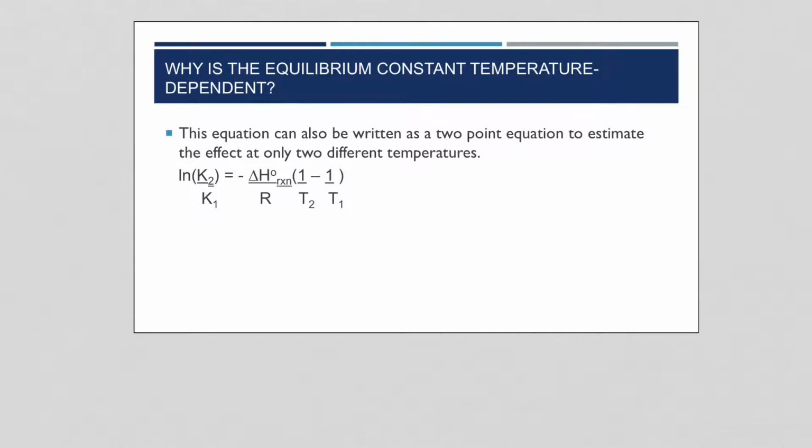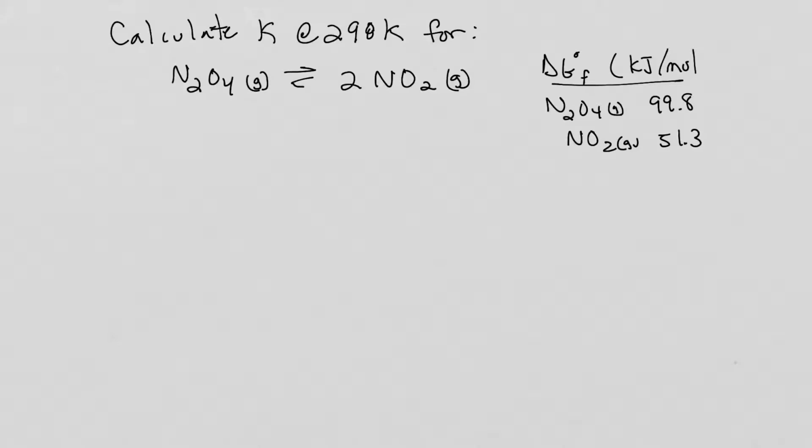Now, the last thing that I'm going to do here is do a practice problem using this two-point equation. So to wrap up this section, I want to do an example problem looking at the connection between the equilibrium constant and temperature. The problem here says calculate K, our equilibrium constant, at 298 Kelvin for the following reaction: N2O4 gas in equilibrium with 2 moles of NO2 gas. So remember the equation that connects these two is that delta G at standard state for a reaction equals negative RT ln of K.